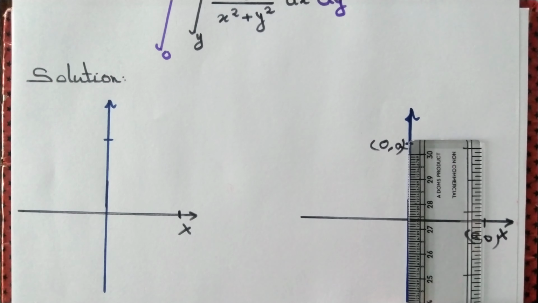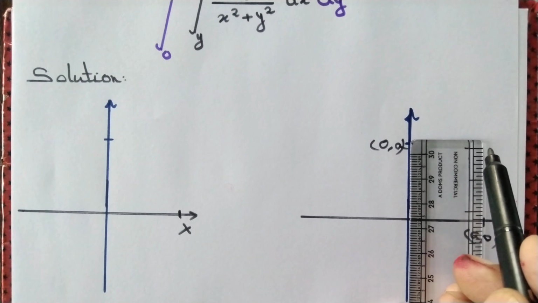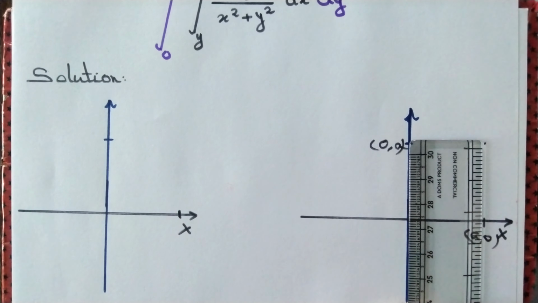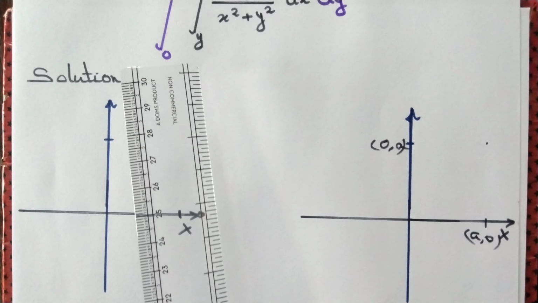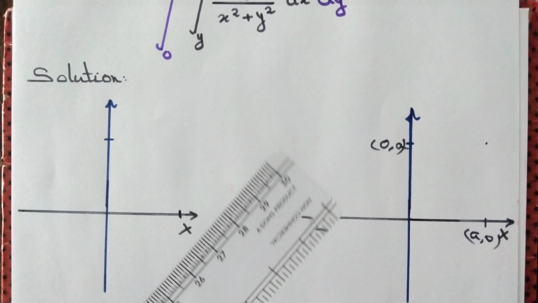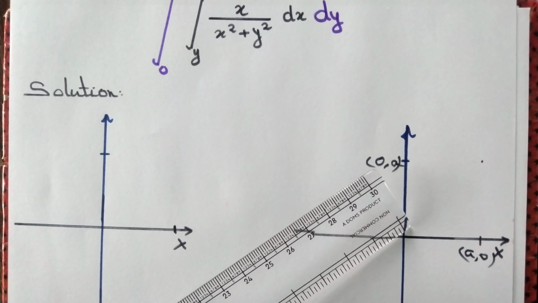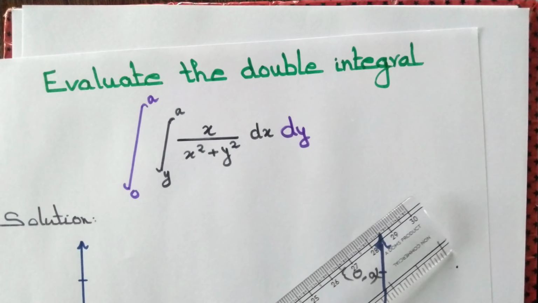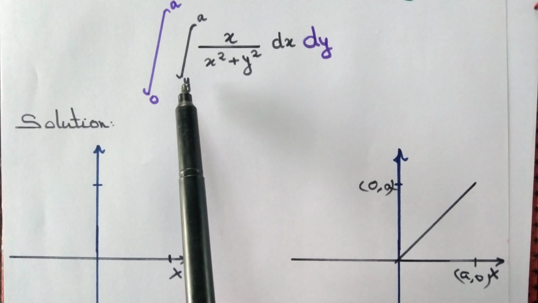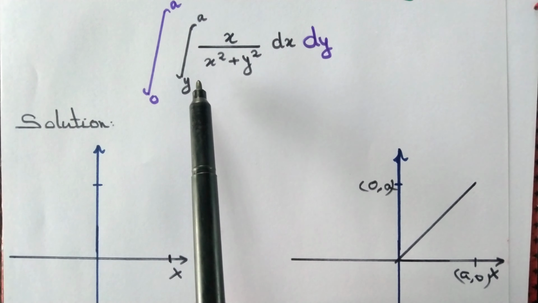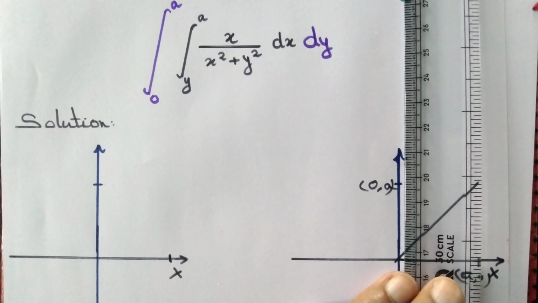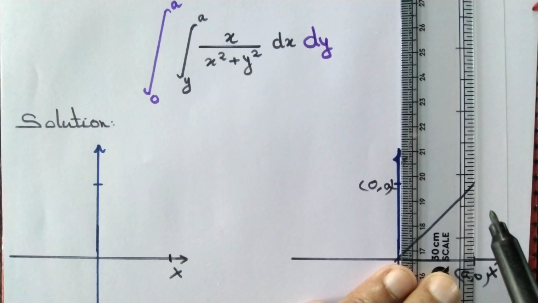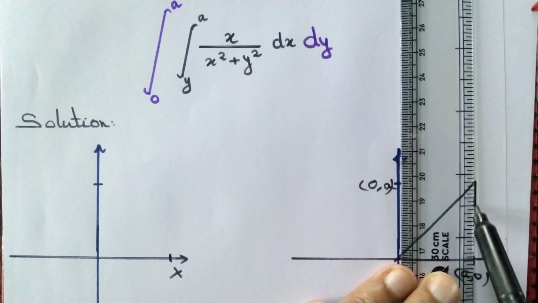Then this point must be the point a comma a. Now x equal to y, that's a line passing through a comma a and the origin. Let's draw the line x equal to y. Once again we observe that x is changing from x equal to y to x equal to a. Let us draw that region x equal to a, that's a straight line parallel to the y-axis.